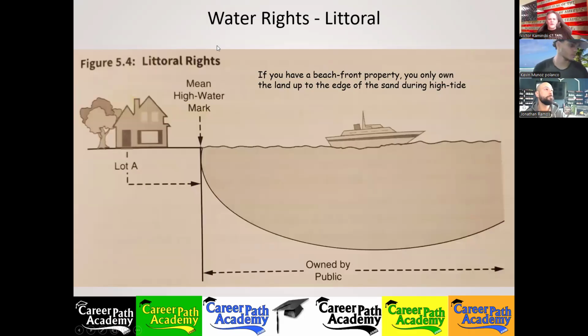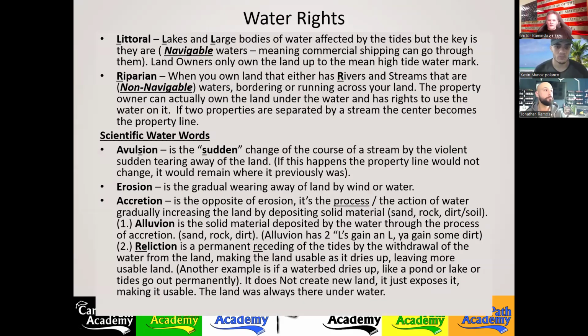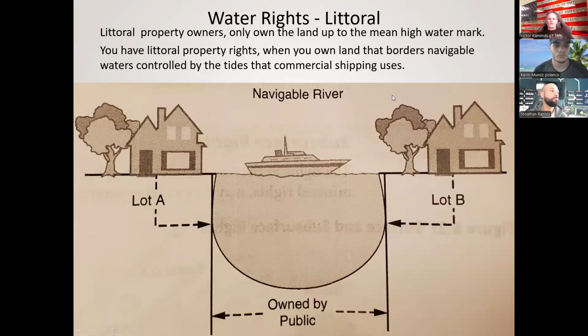So once again, littoral rights: you only own the land up to the mean high water mark. If you have beachfront property, you only own the land up to the edge of the sand during high tide. Here's the water rights slide. Navigable waters. Littoral property owners only own the land up to the mean high water mark. You have littoral property rights when you own land that borders navigable waters controlled by the tides, meaning that commercial shipping can go through it.